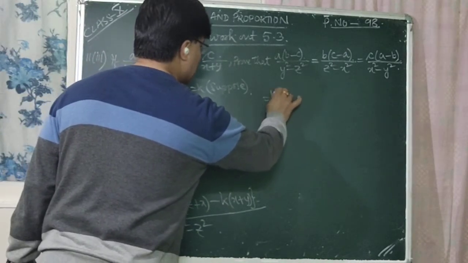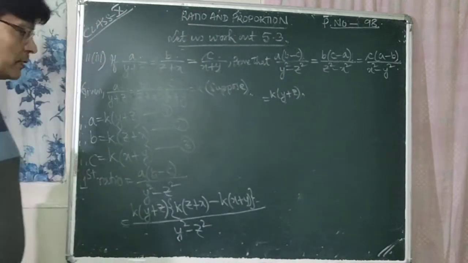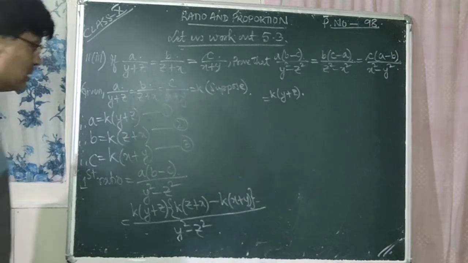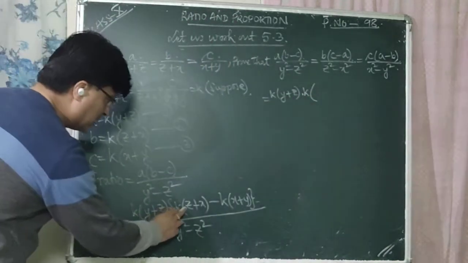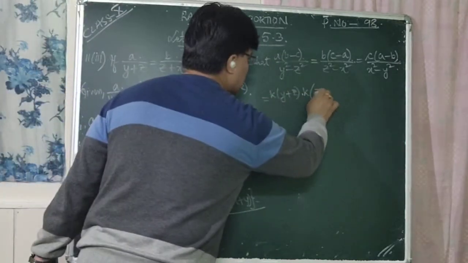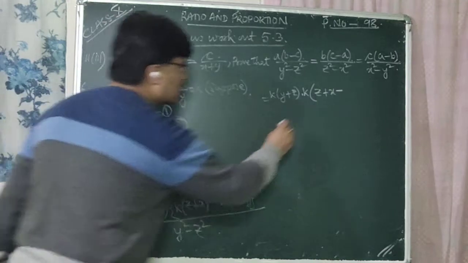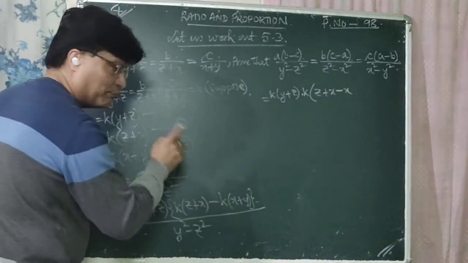So is equal to k into y plus z is there into. So what is common here? k is common, isn't it? So let us take it outside. k within bracket, what do we get? z plus x. Let us write z plus x. Then minus sign is there, minus x. Because of this minus sign, minus into plus is minus y.